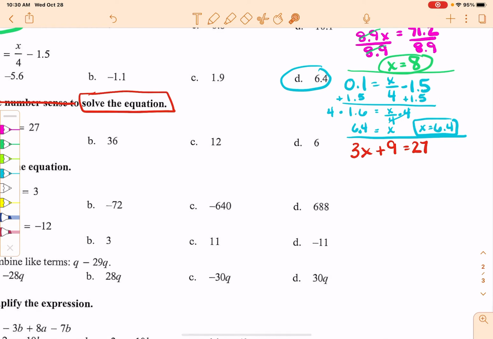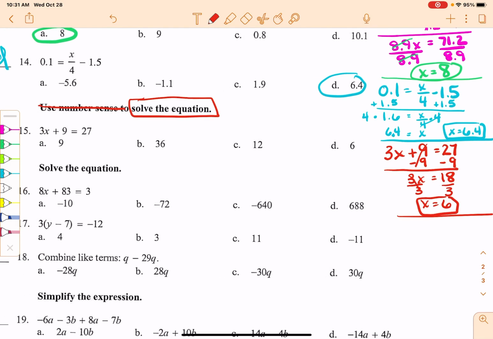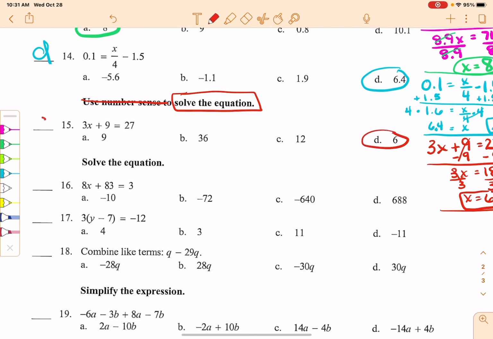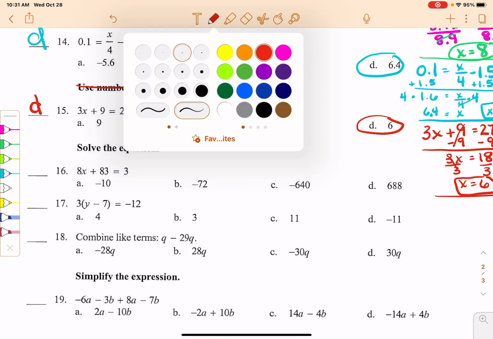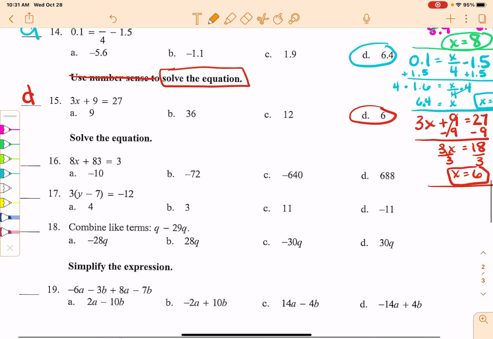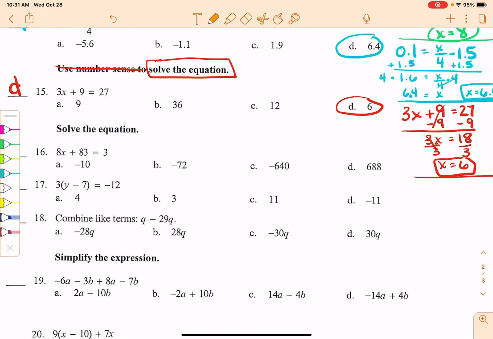So to get x alone, I got to get rid of this first. The opposite of adding 9 is subtracting 9. 27 minus 9 is going to be 18. Then to get x alone, I just have to divide by 3. So I get x equals 6. So this one, that's going to be D. Okay, so the next one is 8x plus 84 or 83 equals 3.